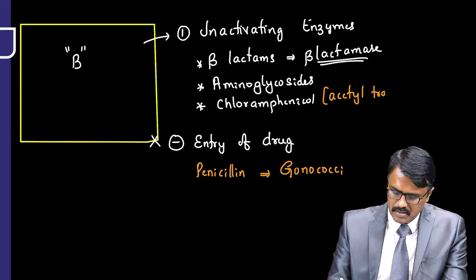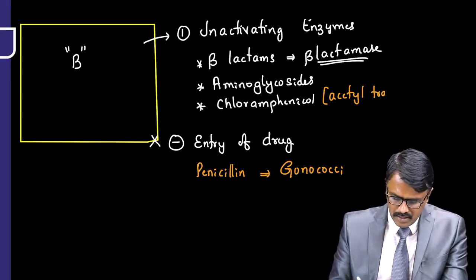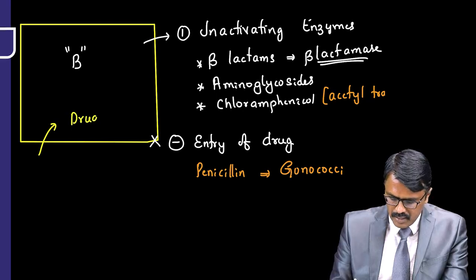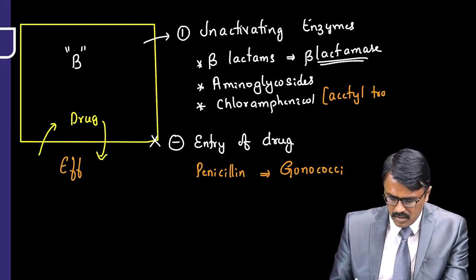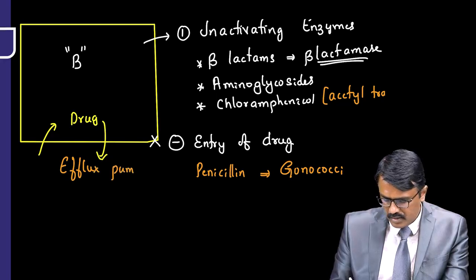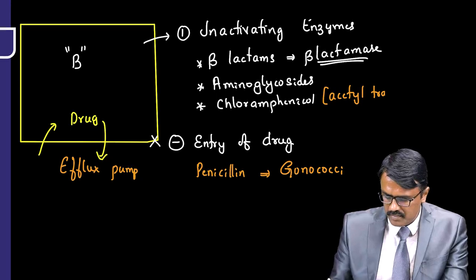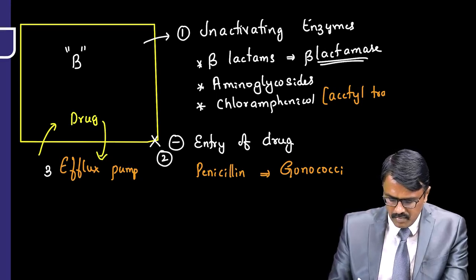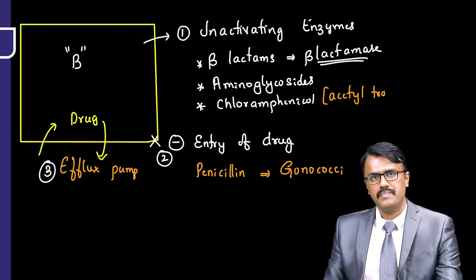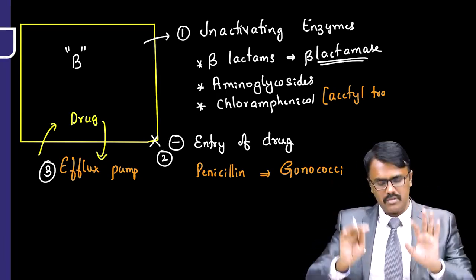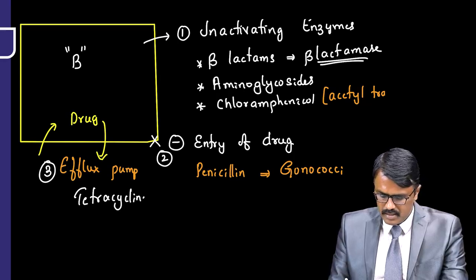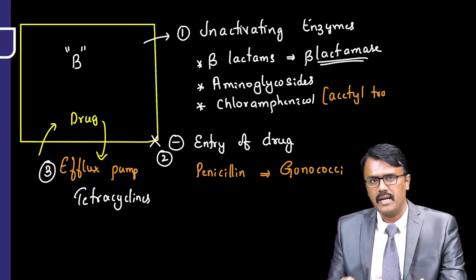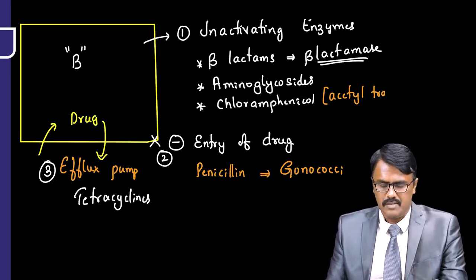The third mechanism is by throwing the drug back. Suppose the drug enters inside. The bacteria will develop a pump called efflux pump. The efflux pump will throw the drug out. So there are three mechanisms. One is inactivating enzyme. Number two, inhibiting the entry. Number three, with the help of an efflux pump. So when the drug enters, the pump will push it out. The example for that is tetracyclines. So tetracyclines are thrown out with the help of an efflux pump, and that is a mechanism of resistance. Now remember, all the mechanisms may be present, but I am writing the predominant ones.